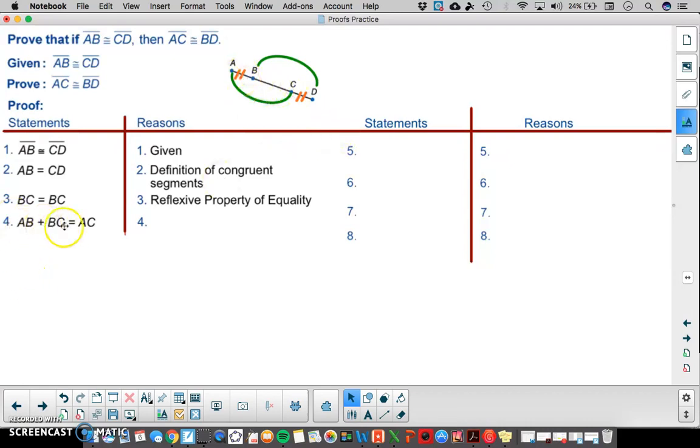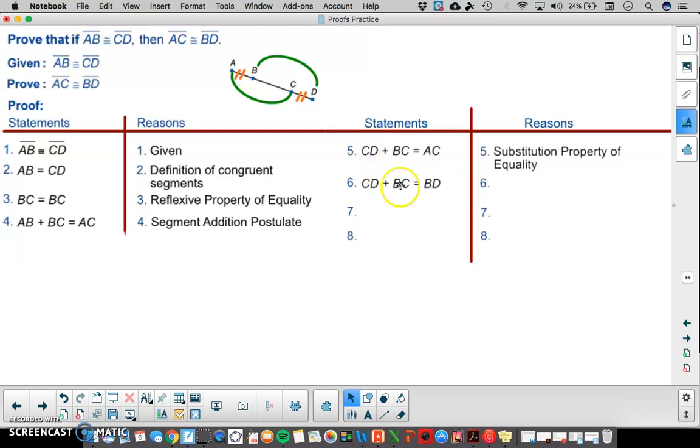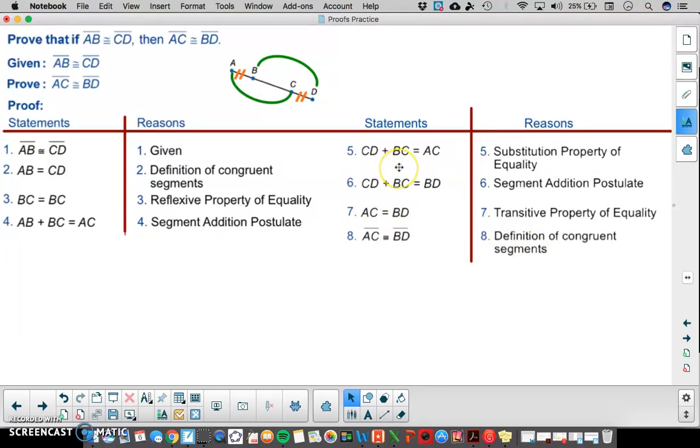So we have AB plus BC equals AC by segment addition, and CD plus BC equals AC by substitution. Because we knew CD was equal to AB, we substituted CD in. Next, we have CD plus BC equals BD because of the segment addition postulate. And so AC equals BD by the transitive property. Because the measures of those segments are now equal, we know they're congruent by the definition of congruent segments.